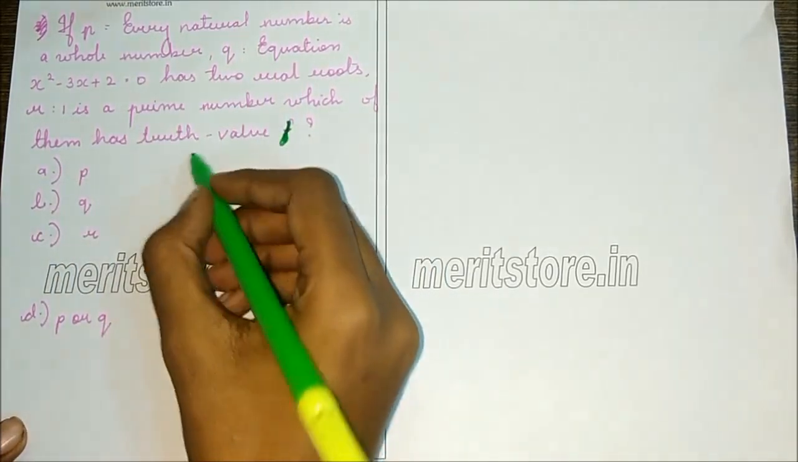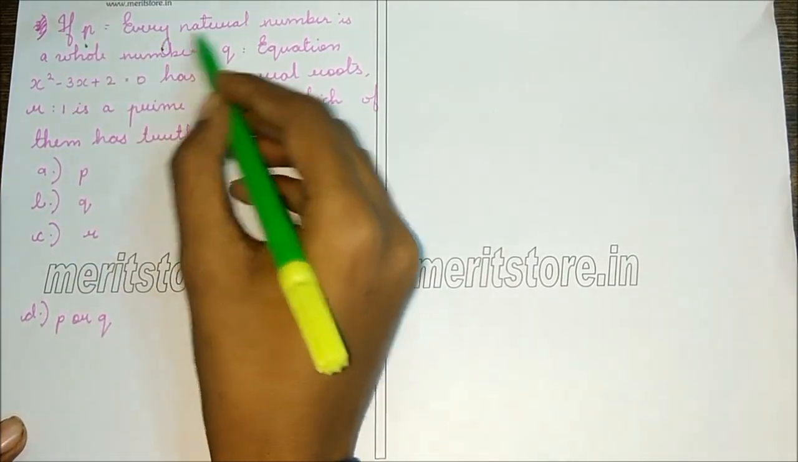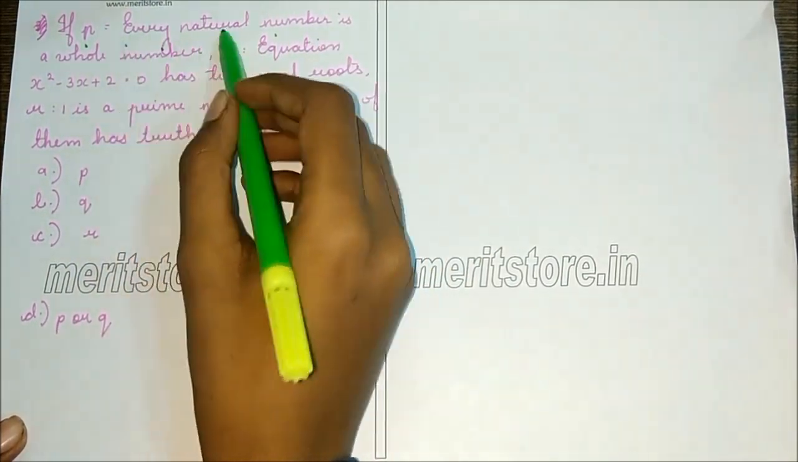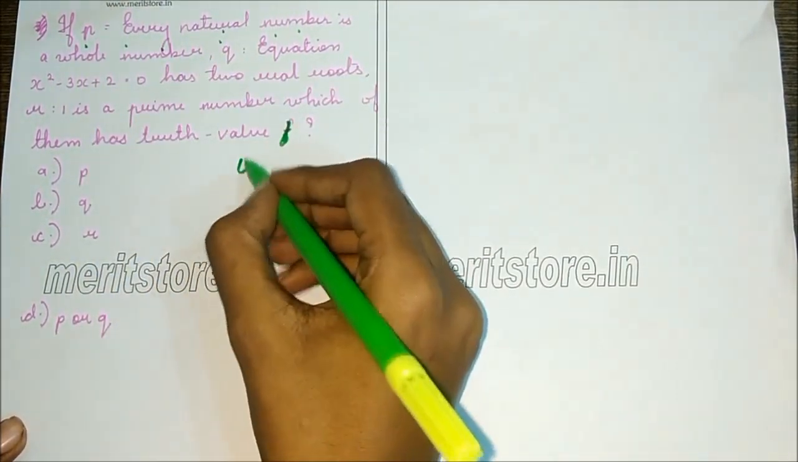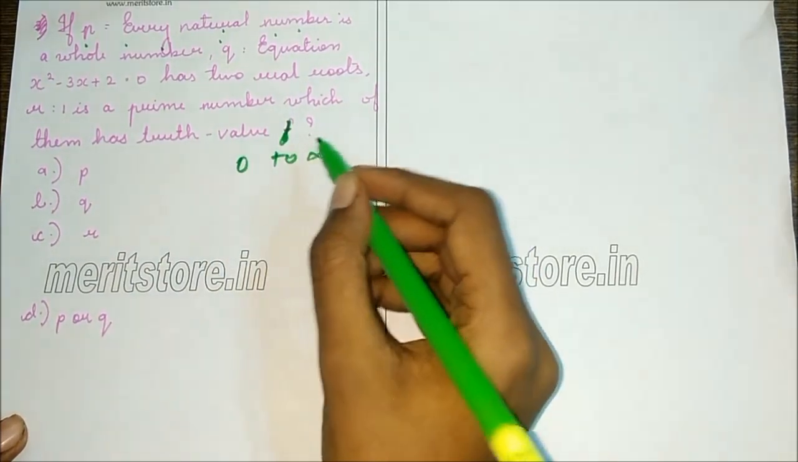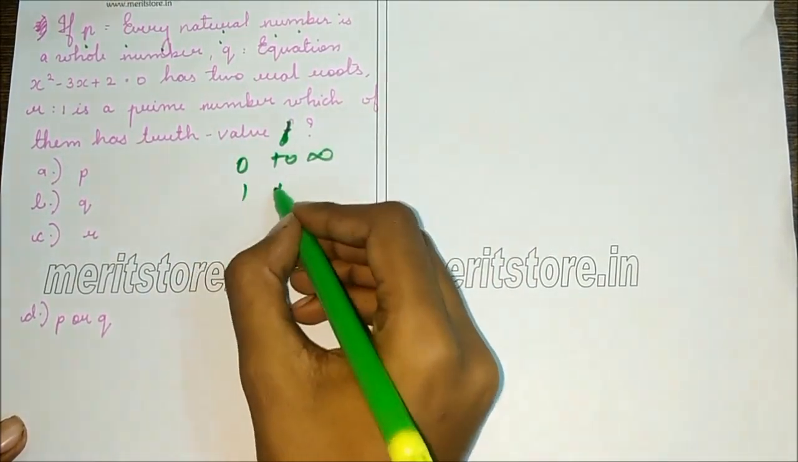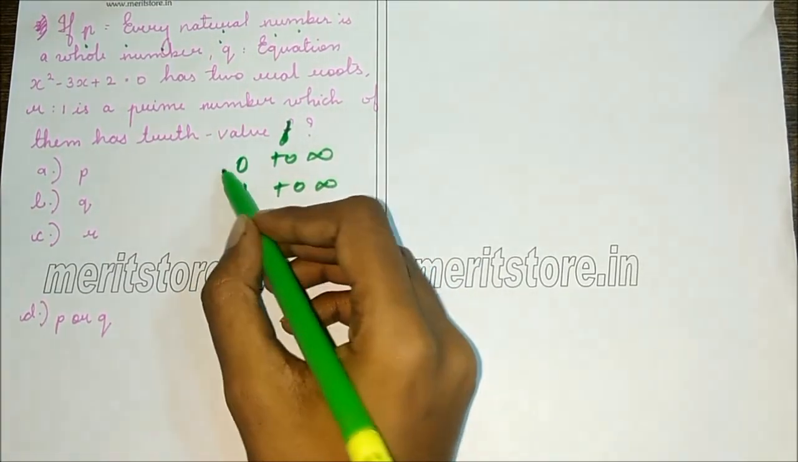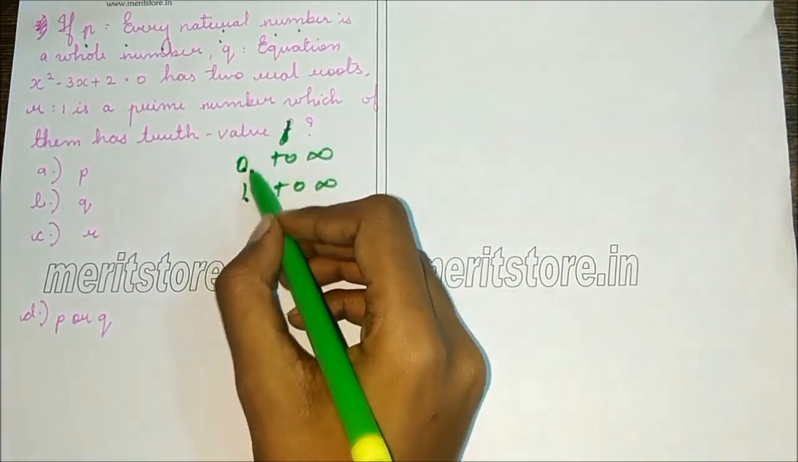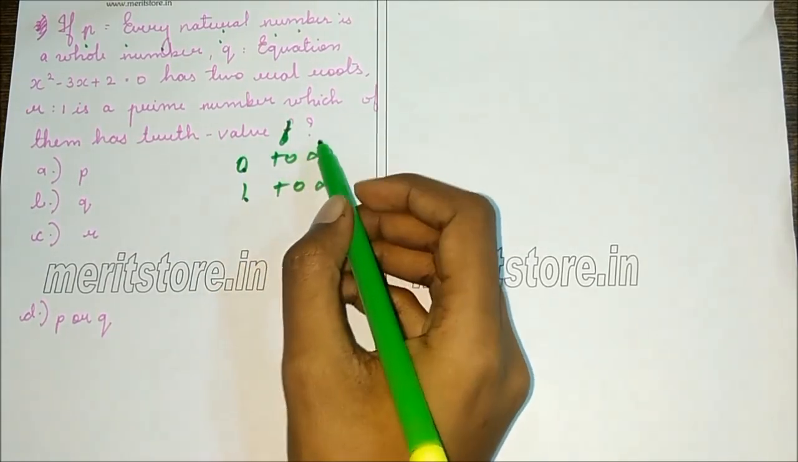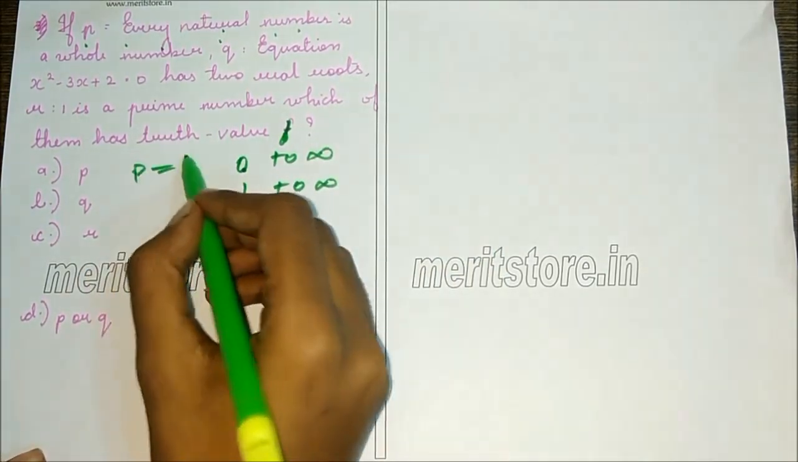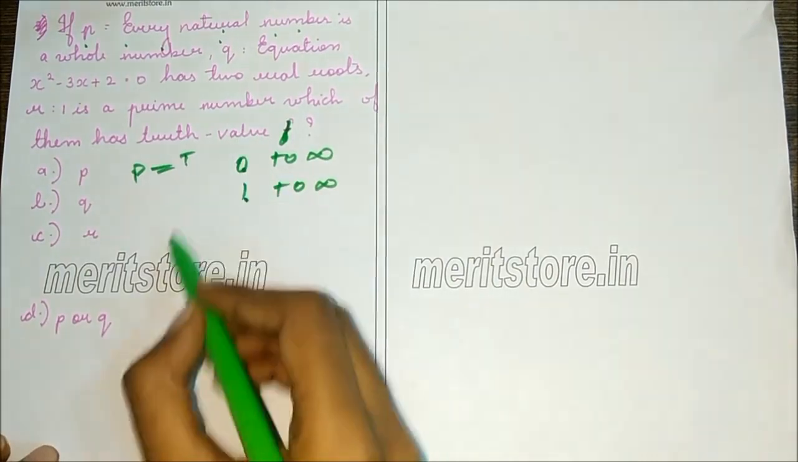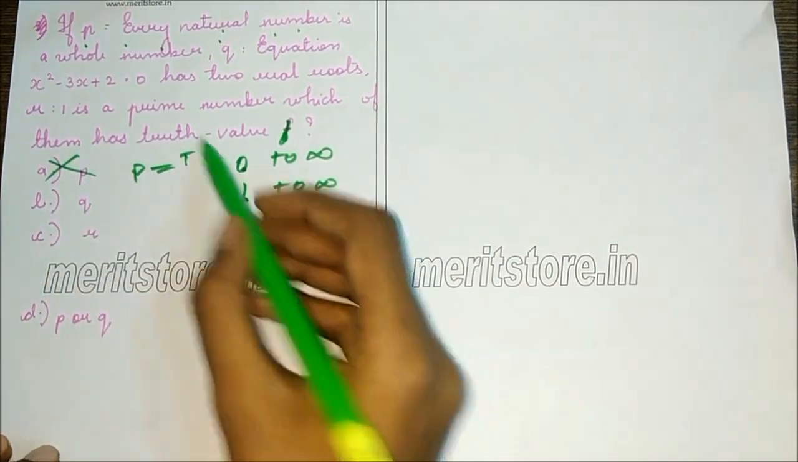So let us check. P is every natural number is a whole number. Now whole number is 0 to infinity and natural number is 1 to infinity. So we can say every natural number is a whole number since it also includes 1 to infinity. So P is true. So P is excluded. So option A is not the right answer.